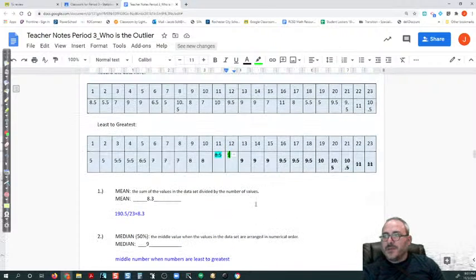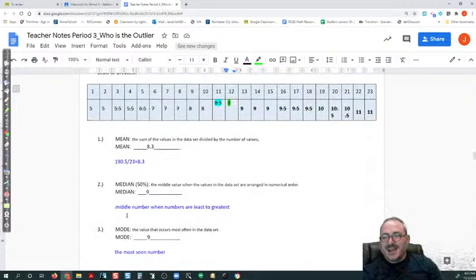Okay, the mode. What number appears the most? Well, 9 appears 4 times. So that's going to be my mode here. I have another 9. 5 appears 3 times, but that's not as good as 4. 7 appears 3 times. 9 is the one that shows up 4 times. That's the mode.